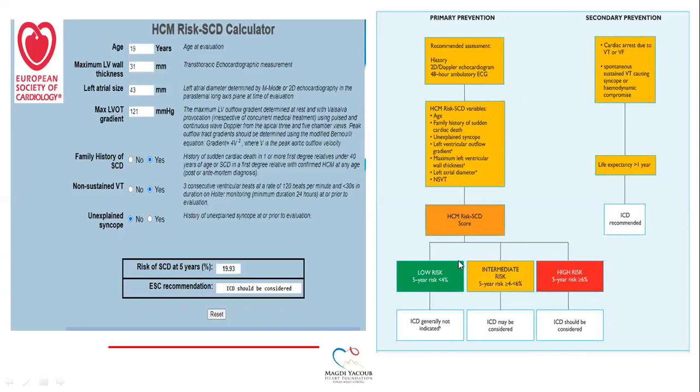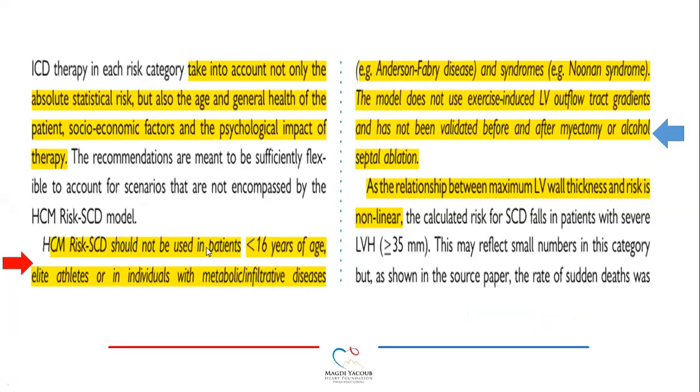But on the other hand, I'd like to remind you, and it is stated in the guidelines, that we cannot use this risk calculator if the patient is less than 16 years of age, or if it's not validated before and after myectomy or alcohol septal ablation. So in real life, in HCM, we don't do primary prevention for these patients because most of our patients did myectomy, and there is no data or validation of this sudden cardiac risk calculator after myectomy. And this is a very important area of research, and there is no evidence till now around this area, whether to use this risk calculator after myectomy or not.